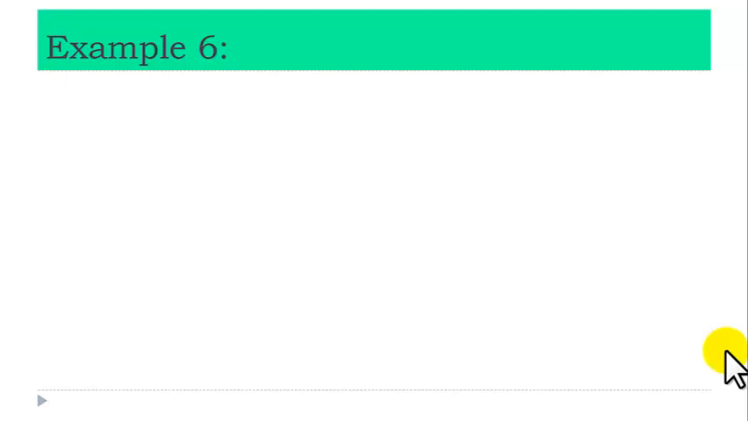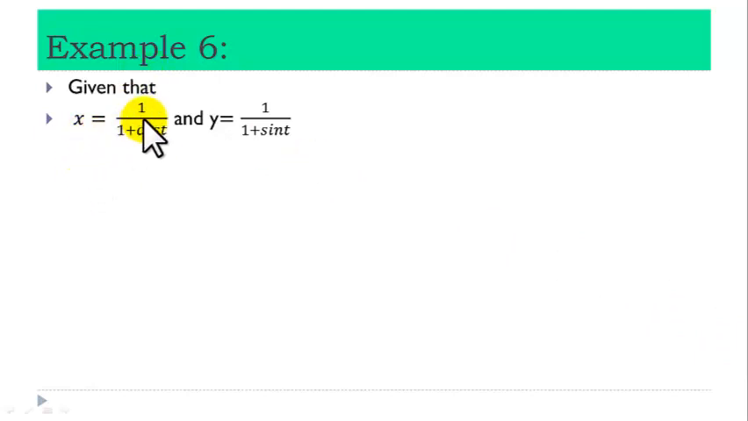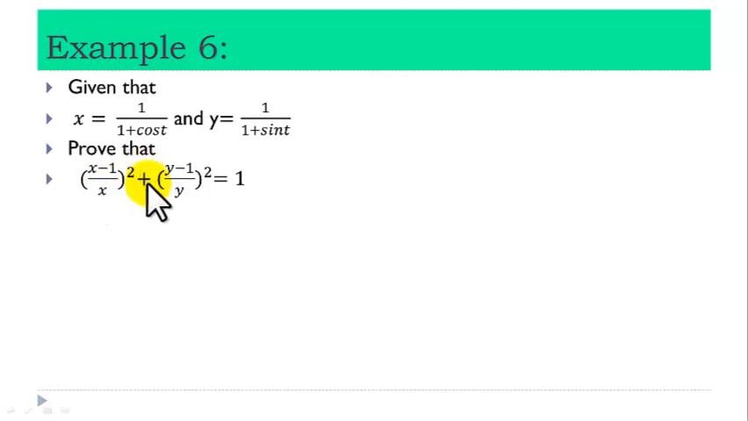Example 6. Given that x is equal to 1 all over (1 plus cos t) and y is equal to 1 all over (1 plus sin t), prove that ((x minus 1) over x) all squared plus ((y minus 1) over y) all squared is equal to 1. Proof.